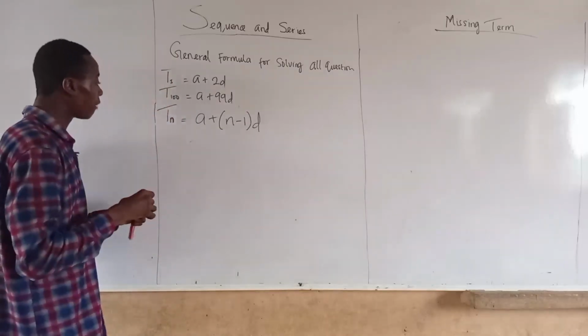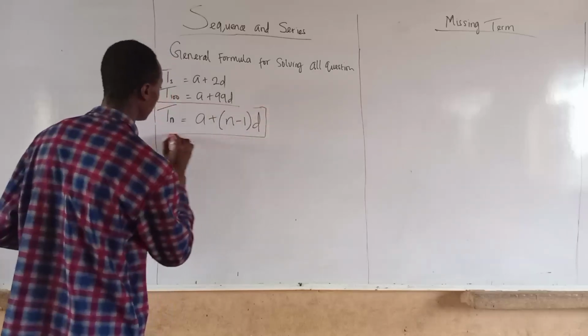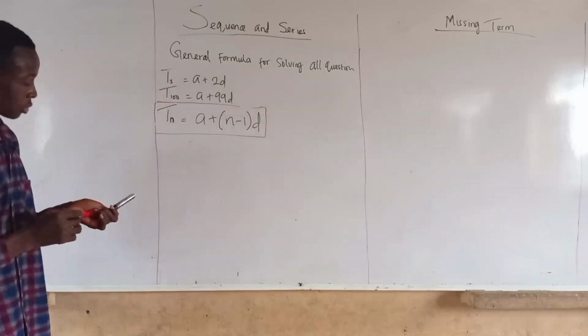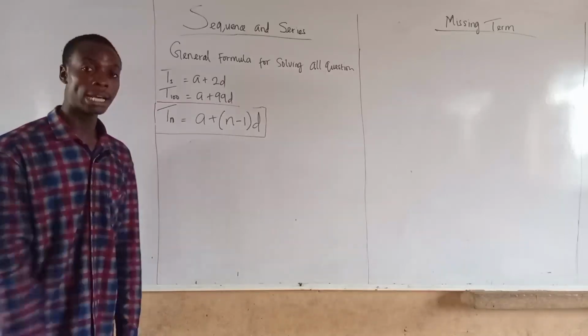Now this is the general formula for solving all questions. This formula can solve every question. Take note: Tn is equal to A plus open bracket n minus 1 close bracket D.